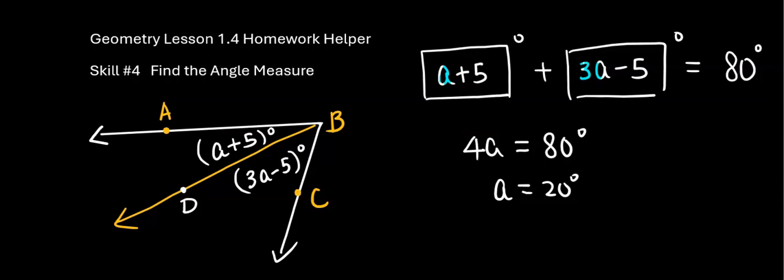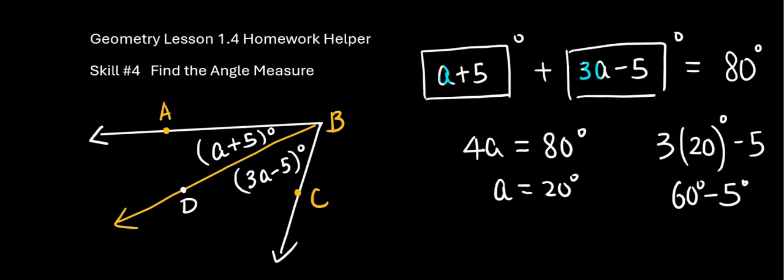The second one asks you, what is angle CBD or DBC? We know angle CBD or DBC is 3A minus 5. Now we know A is 20. We simply substitute. Substitute means we're going to plug it in. 3 times 20 minus 5 degrees, and we have 55 degrees for angle DBC or angle CBD.